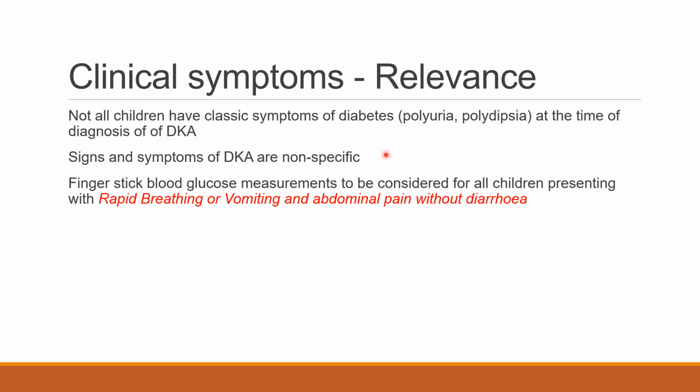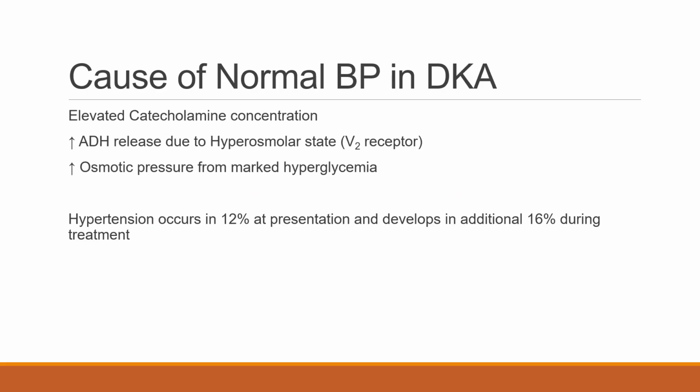That's why it is very important to do a finger stick blood glucose measurement in all children presenting with rapid breathing or vomiting and abdominal pain without diarrhea, because we have to keep a high index of suspicion in our mind if we want to diagnose DKA, and we must not miss diabetic ketoacidosis.